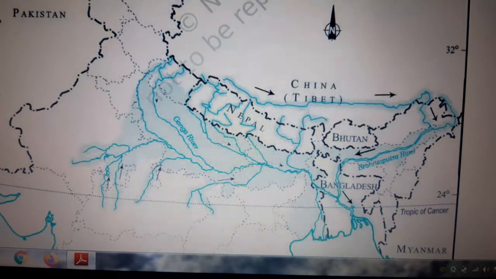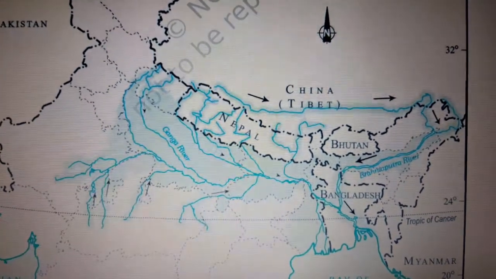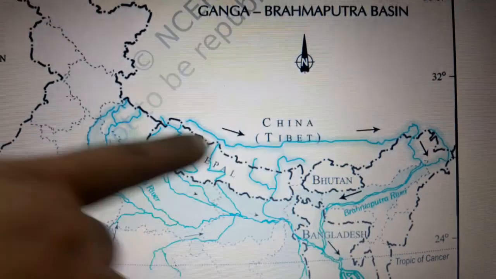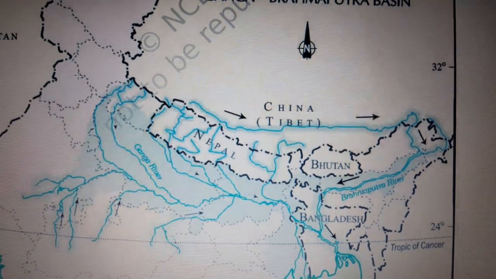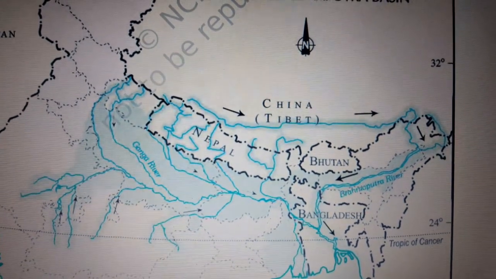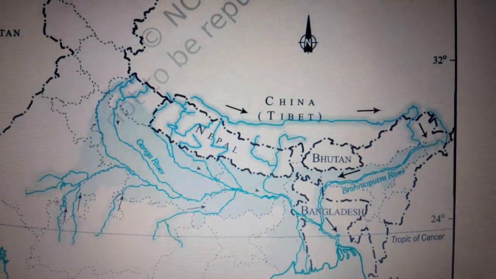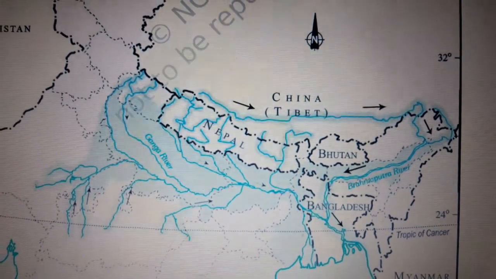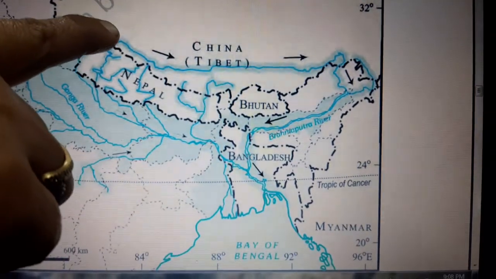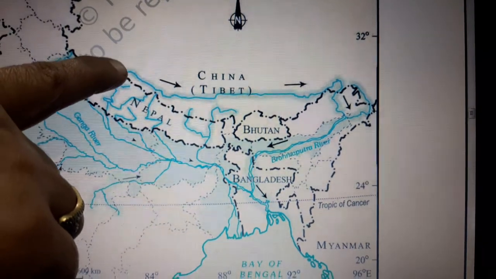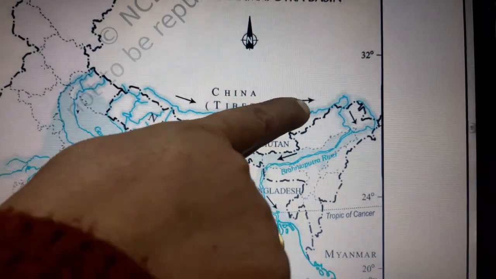So as you know, the physical division of our India, here what is this? The northern plain of India, and we have all the mountains in this range. So these mountains are the originating place of these rivers. So Ganga starts from the Gangotri glacier. But as you know, the Brahmaputra river enters into India through Arunachal Pradesh. Its beginning point is here at Mansarovar Lake in China, Tibet.